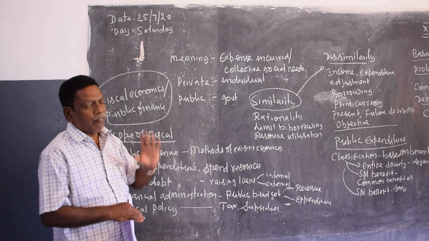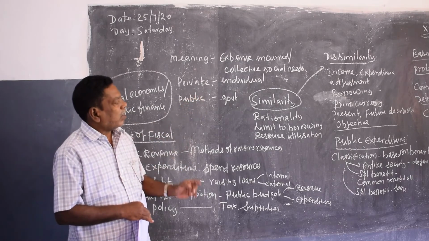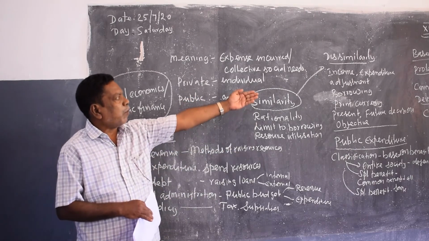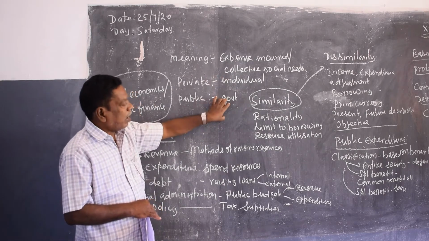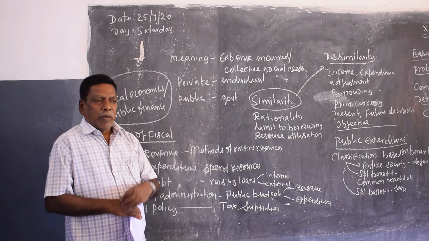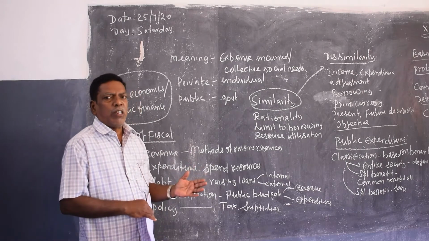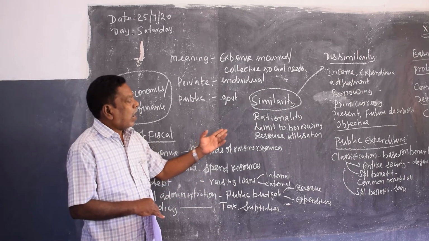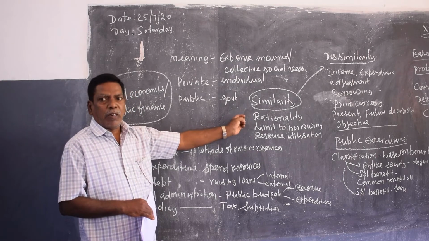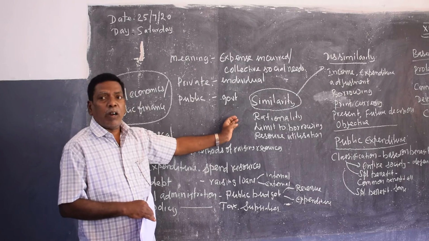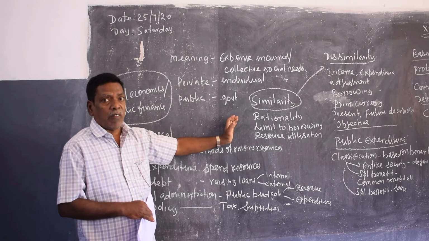So these are the two types of finance. In the two types of finance, there is some amount of similarity and some amount of dissimilarity. Both are similar in rationality. From their resources, they are using the resources in a rational way. And what is the rational way? In the sense that the available resources are utilized in order to have the maximum benefit out of it.